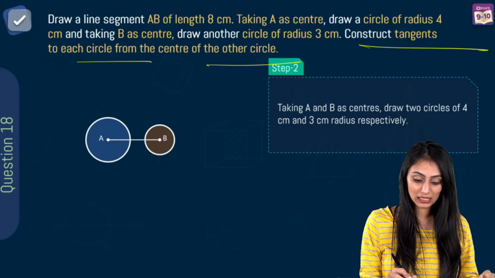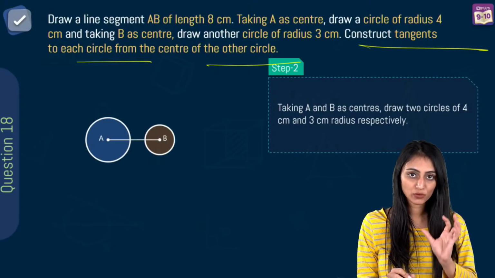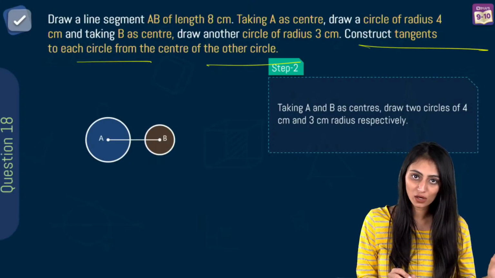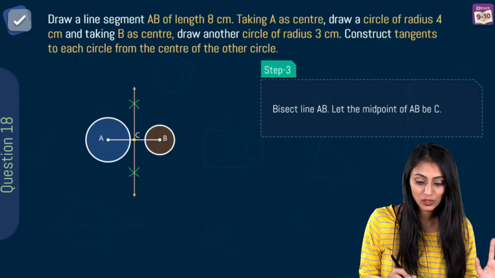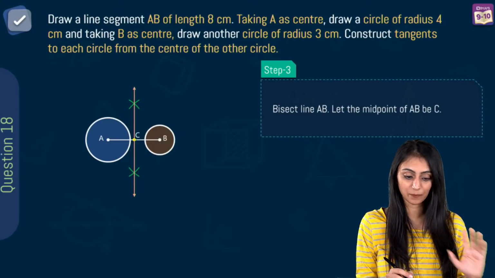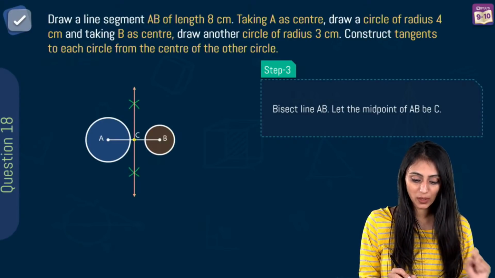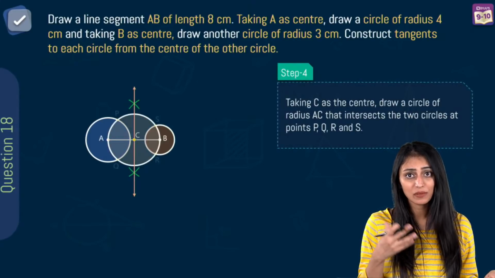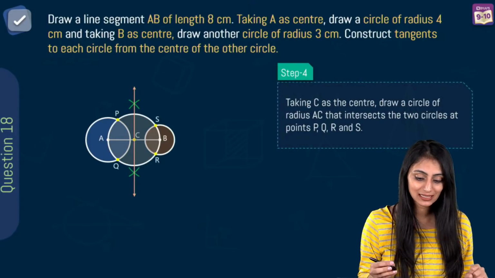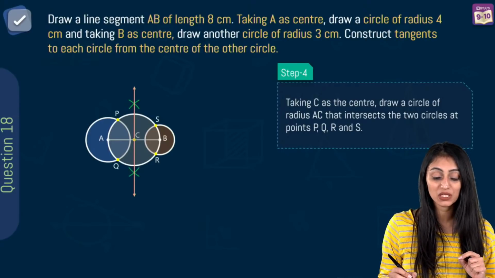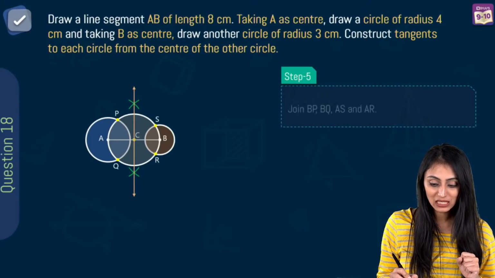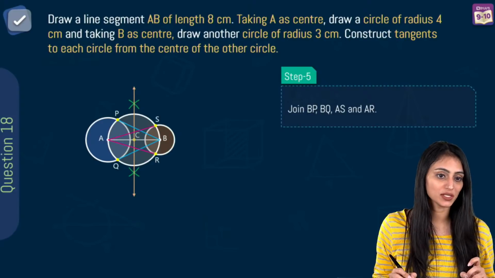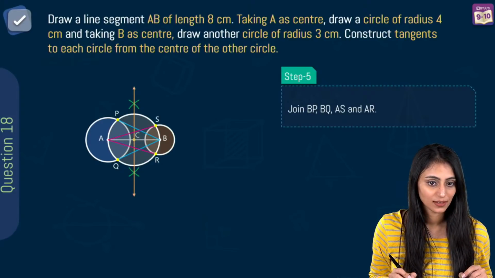So what do we do in that case? From wherever point you have to draw the tangent to the circle, we join that point to the center of that circle, which is already joined here, and then we take the perpendicular bisector of that line, which we did here. Mark that midpoint as C here. Now, taking C as center and AC or BC as radius, let's draw a circle. You can see that it is intersecting the circle at these points P, Q, R and S. Now you can join them. So we have drawn the tangents to the respective circles. Yes?